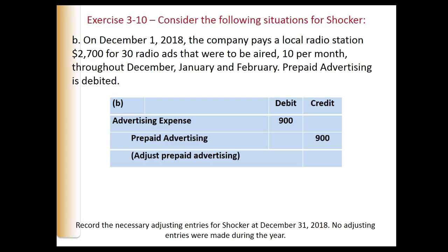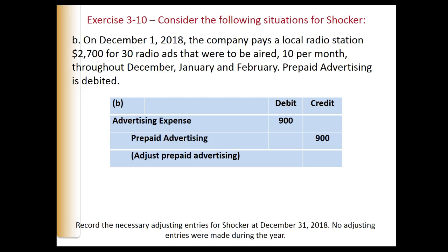So now it's December 31st, 10 ads have been satisfied. So we need to now show that a portion of the prepaid advertising is no longer an asset. We've utilized that expense. So 10 ads times $90 an ad is $900. We're going to increase our advertising expense by debiting it for $900.